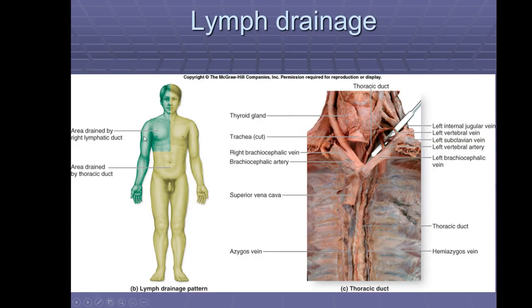And this picture kind of sums up what we talked about. So everything here is the area drained by the right lymphatic duct. Everything else is coming from the left, obviously the thoracic duct. So everything in dark green is the area drained by the right lymphatic duct. Everything in green, area drained by the thoracic duct.